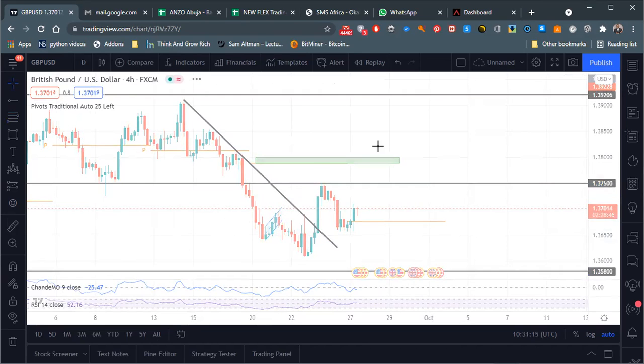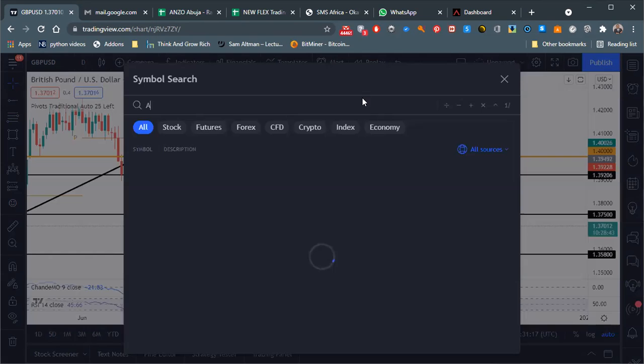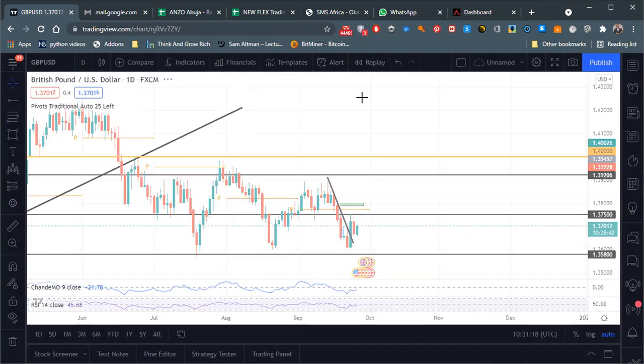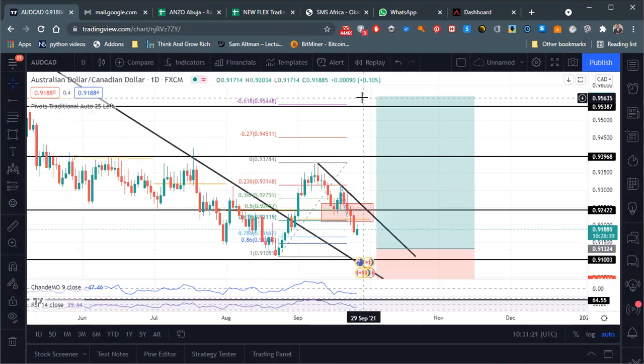AUDCAD is one I really like. So AUDCAD, it's not set up yet, but it's one I am looking at. So you could see my chart already.